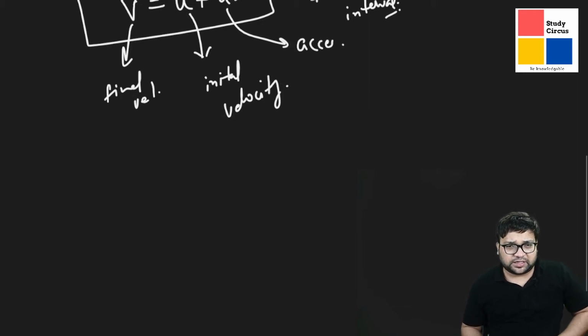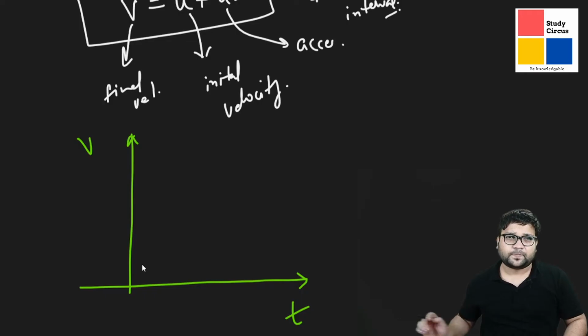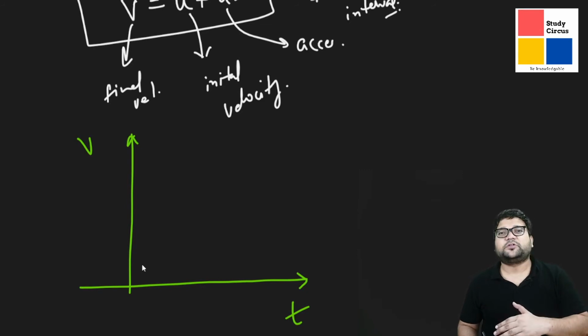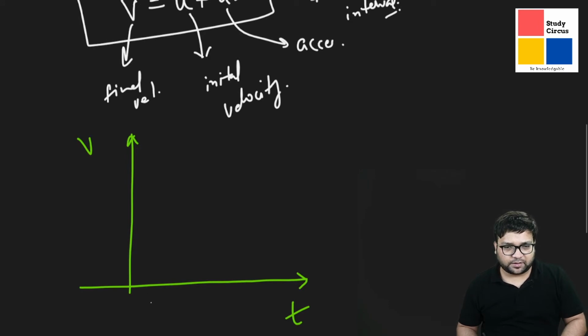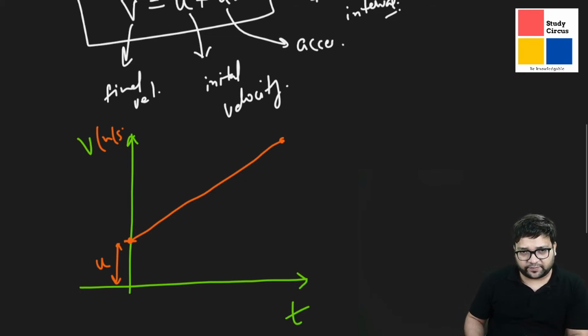If I draw the graph of velocity with respect to time, the velocity is increasing uniformly. If I make the graph, it is going to be like this. Let's say initially it was already something, u, in meters per second, and then it increases like this in a straight line from here. So this is the velocity-time graph, right?